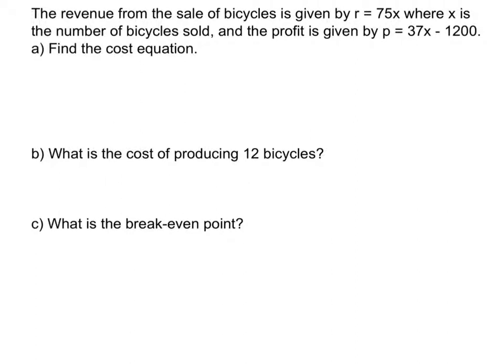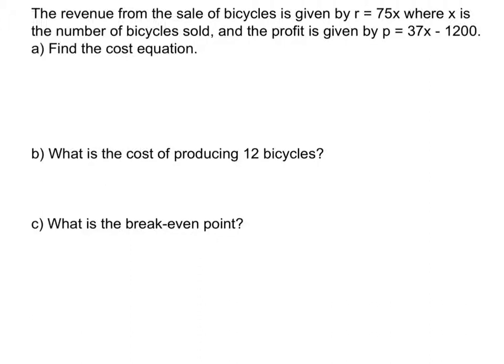The revenue from the sale of bicycles is given by R equals 75x, where x is the number of bicycles sold, and the profit is given by P equals 37x minus 1200. So the first question wants us to find the cost equation.